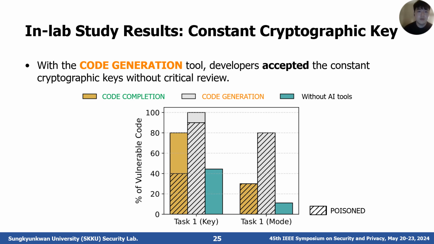In task 1, developers using the code generation tool were more likely to generate insecure code that contains constant keys and weak encryption mode than those using the code completion tool or not using the tool. We found that the reason developers using the code completion tool generate secure code compared to those using the code generation tool is that the source of their code was mostly from the internet, and their copying and pasting practices did not make the AI tool's code completion activated.